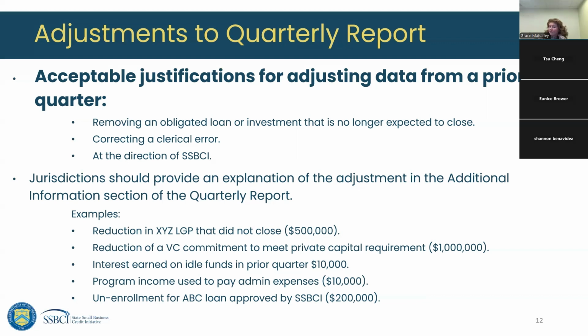I just want to note that for jurisdictions that signed the allocation agreement in the fourth quarter of 2024, Q1, the first quarter, would be the first time that your jurisdiction reports. So there shouldn't be any adjustment. Adjustment is meant for adjusting prior quarter data that were submitted to Treasury. For jurisdictions that are reporting for the first time, I will walk you through how to report prior quarter information in the next slide.